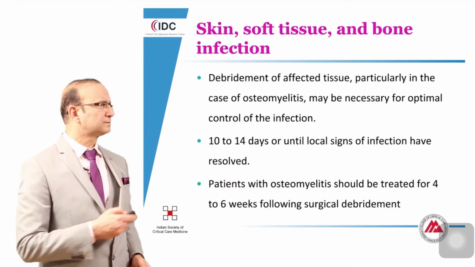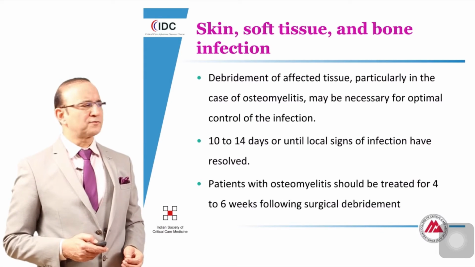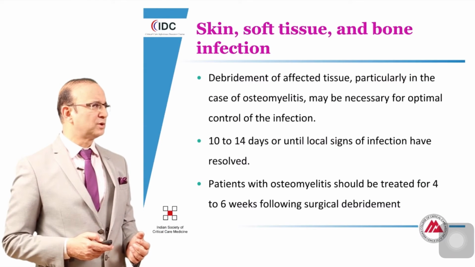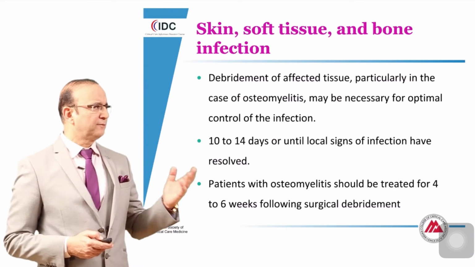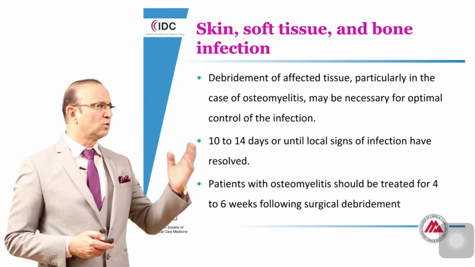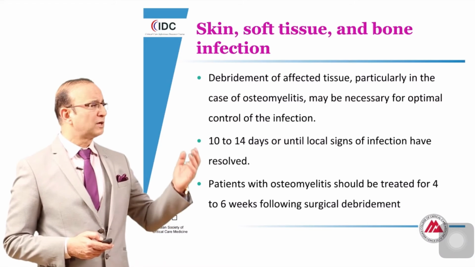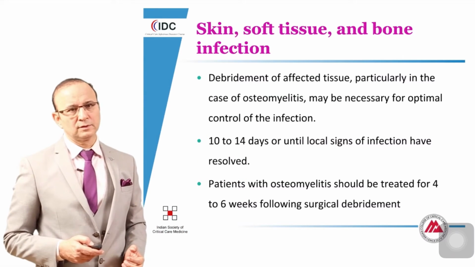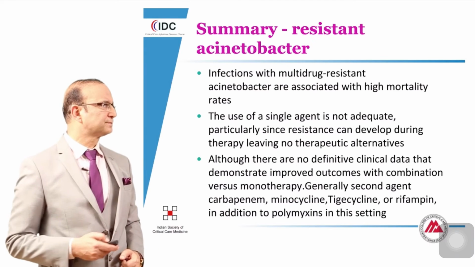Then skin and soft tissue infections, of course debridement would be the major issue in these, and you should do that. If you want to use this drug, you give it for 10 to 14 days or until local signs of infection have resolved. But if the patient has osteomyelitis, you should give these drugs for 4 to 6 weeks.